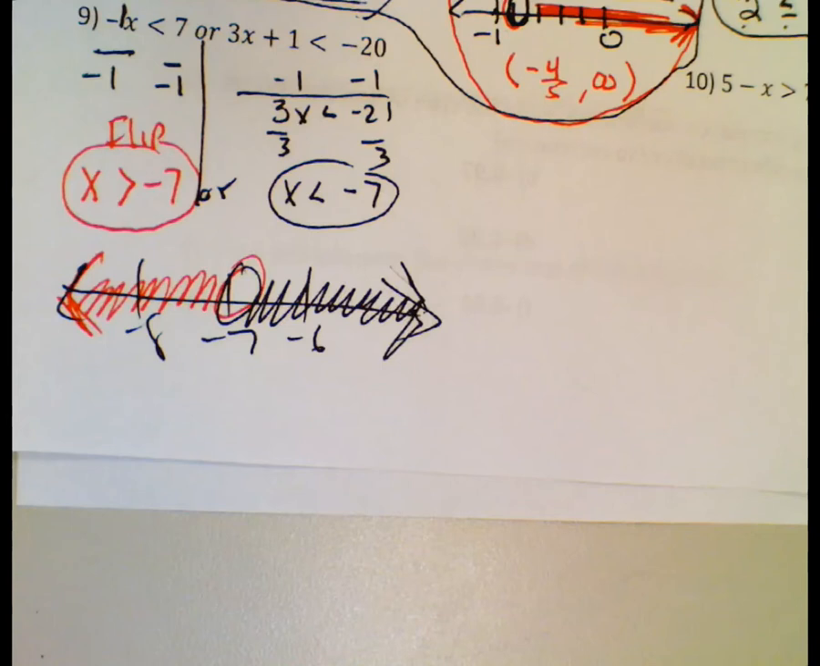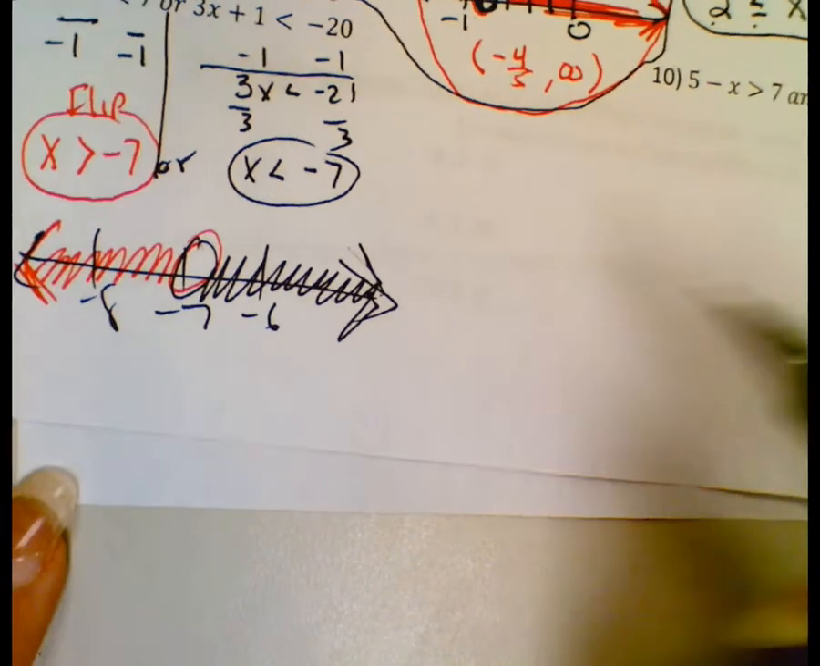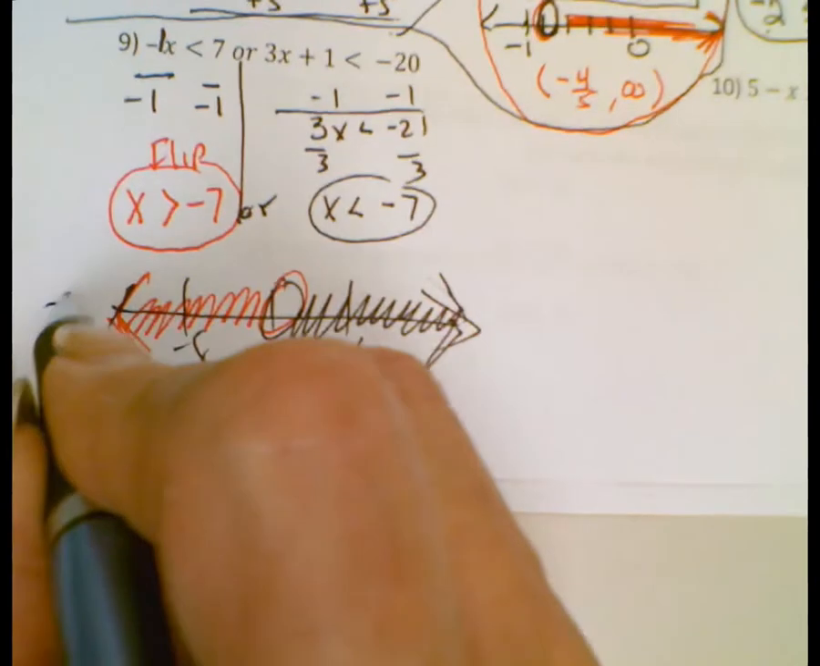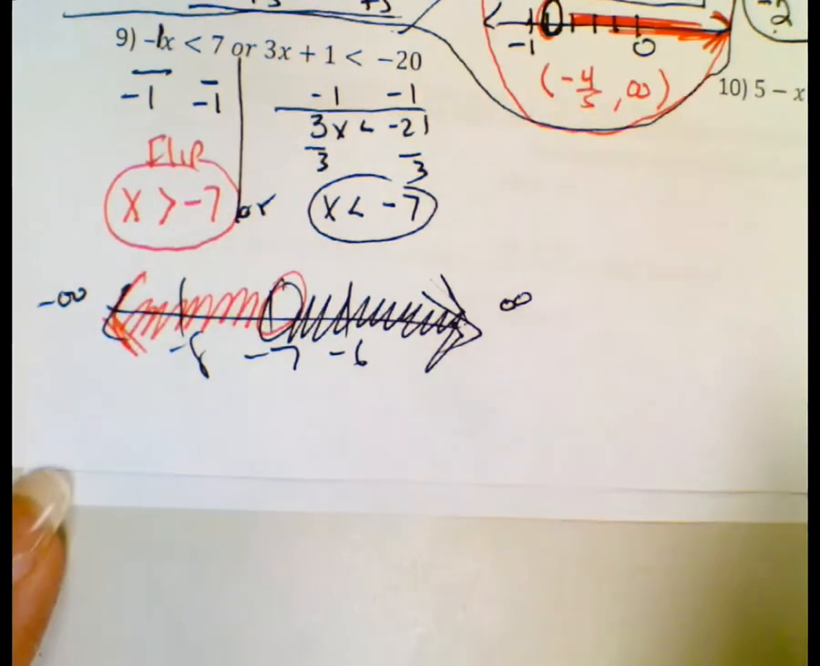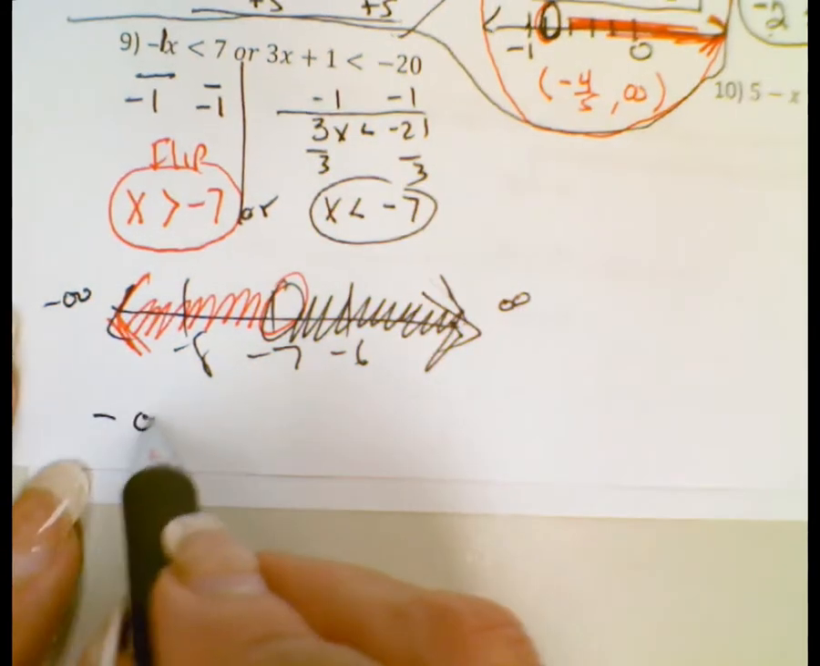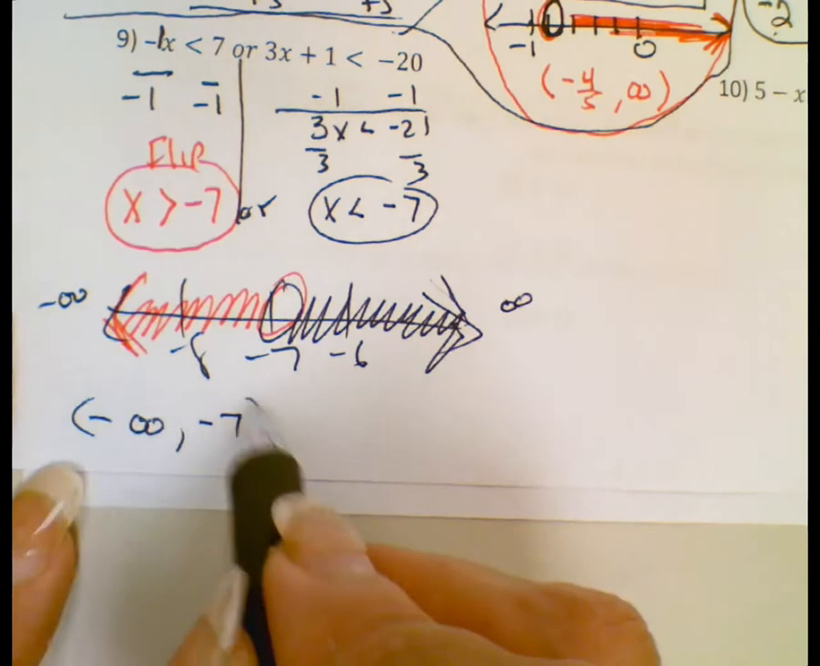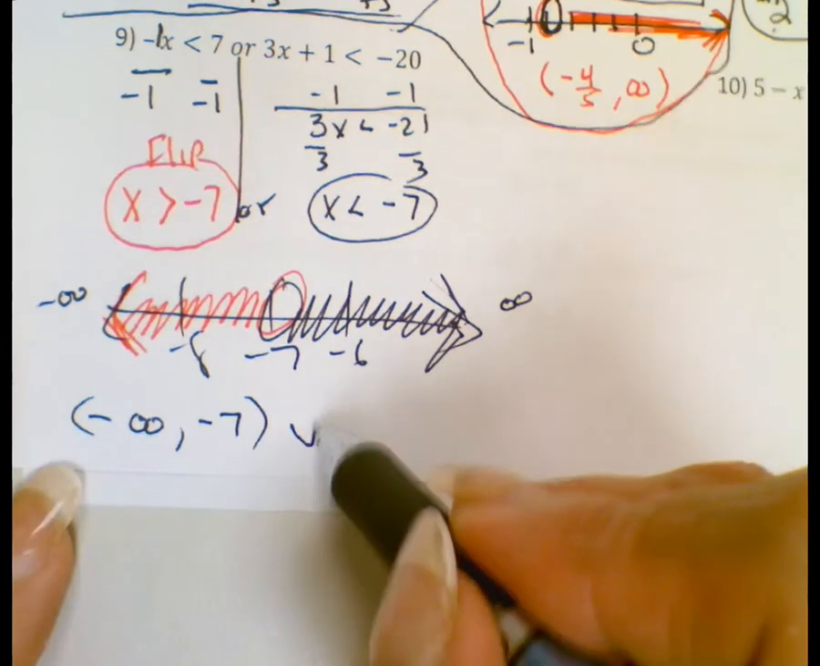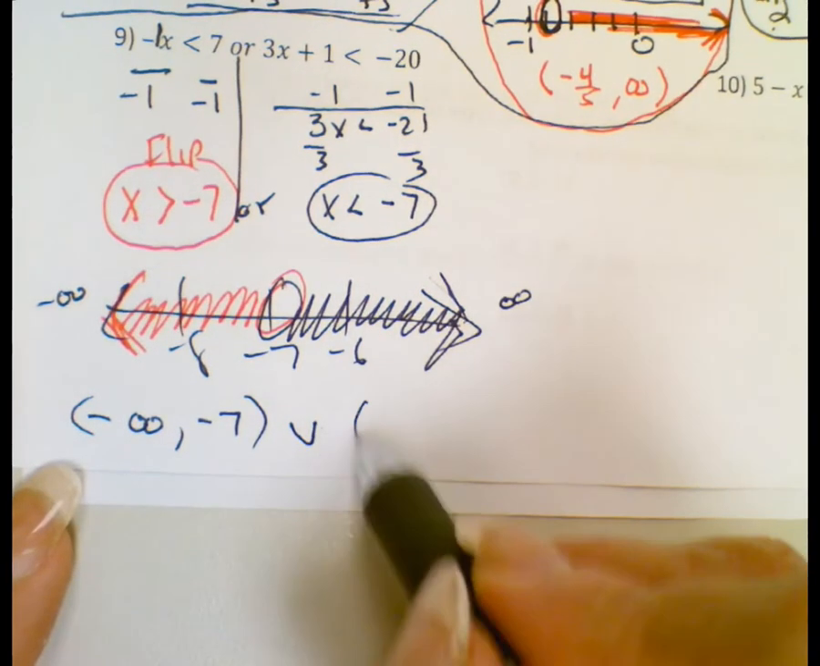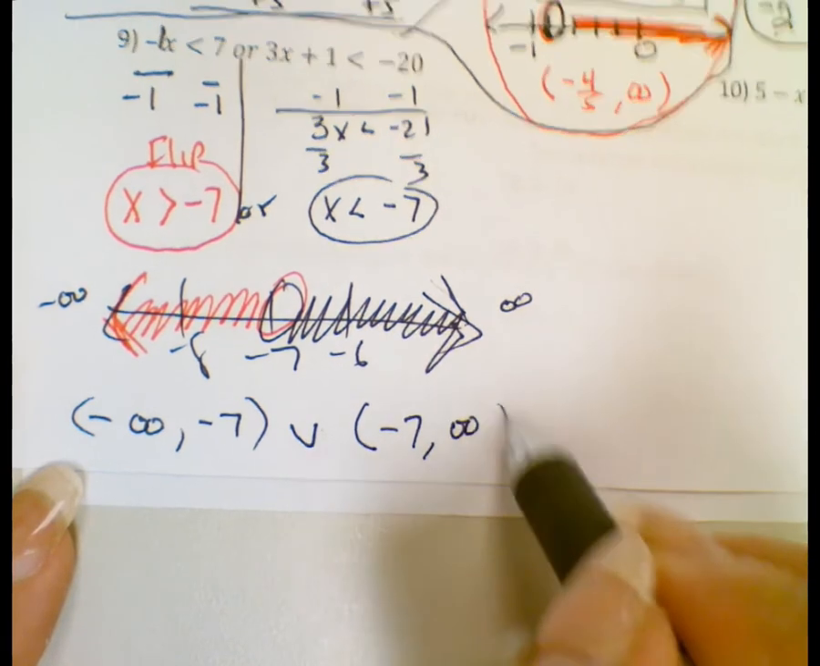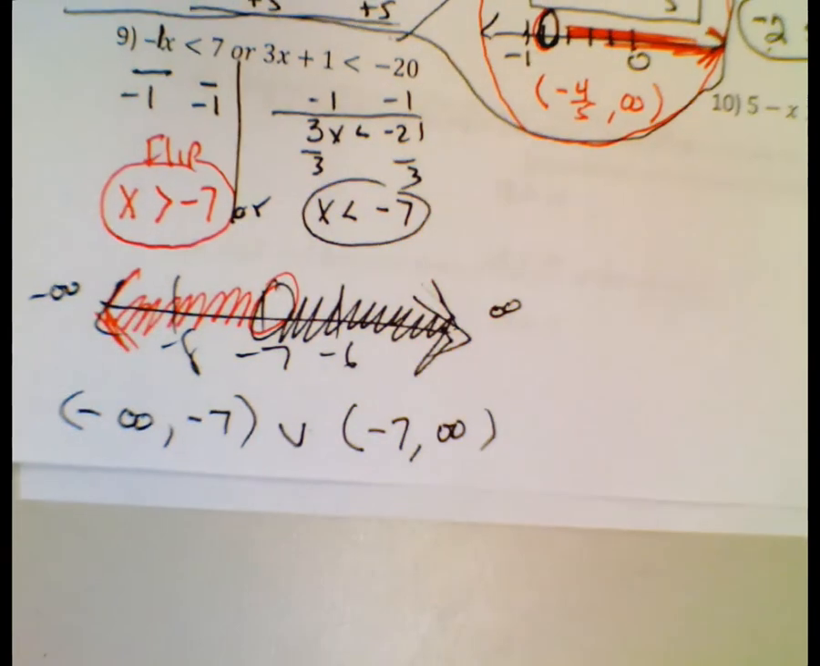So when I say write the answer in interval notation, you write it left to right. If you're coming from the left, it's -infinity. The right is positive infinity. So you're going to go -infinity to -7, parentheses, parentheses, in union with, this means OR, -7 to infinity. And that's how you write it. So all three of these are your answer.